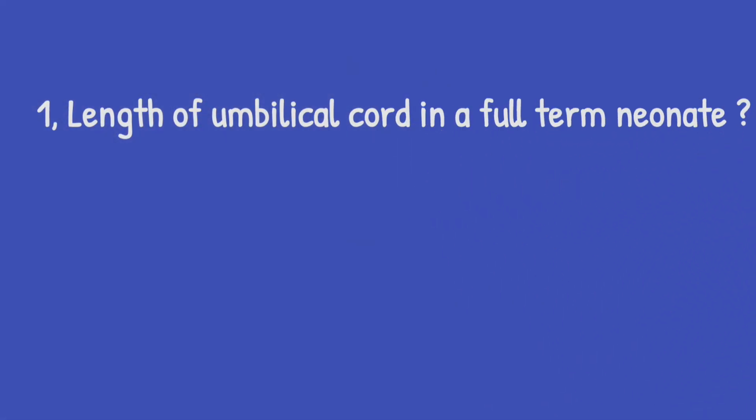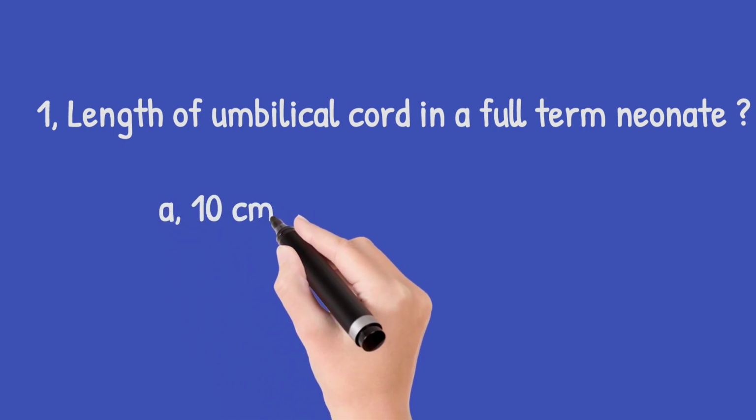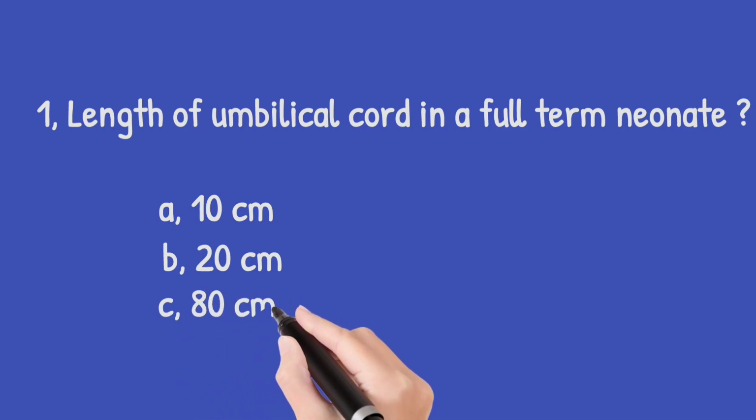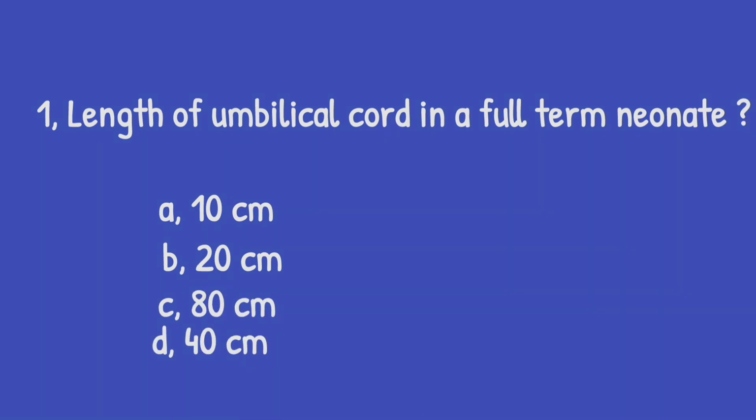The length of umbilical cord in a full-term neonate is: option A, 10 cm; option B, 20 cm; option C, 80 cm; option D, 40 cm. The answer is option D, 40 cm.